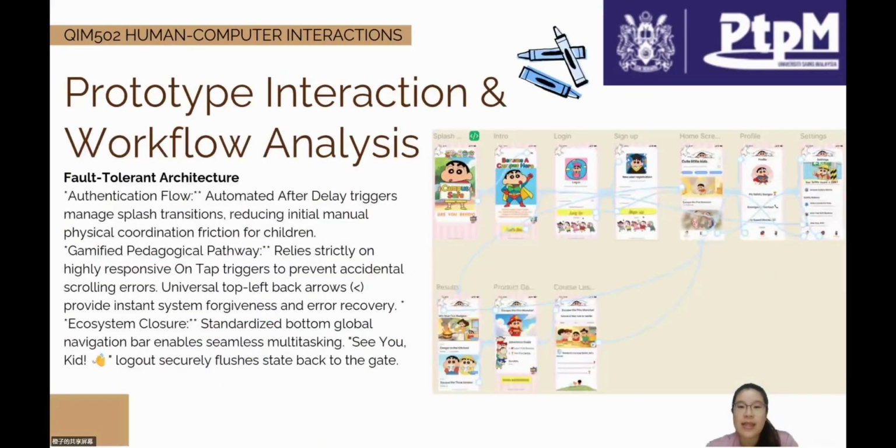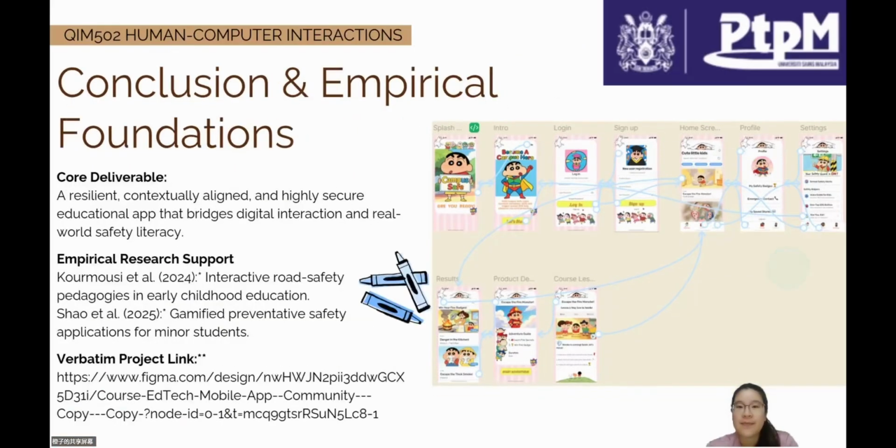This slide shows the interactive prototype I built in Figma. The app is very simple and easy for children to use. For example, the first page moves automatically, so kids do not need to click everything. All other pages use simple clicks to open. Most importantly, there is a big back arrow on the top left of every page. If children make a mistake or click the wrong button, they can go back easily.